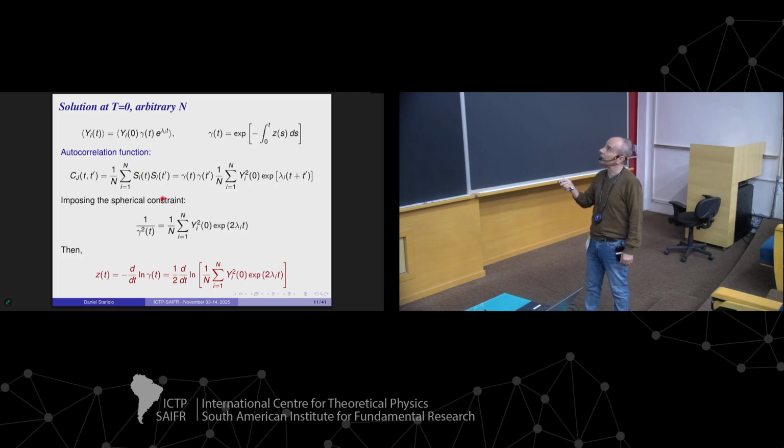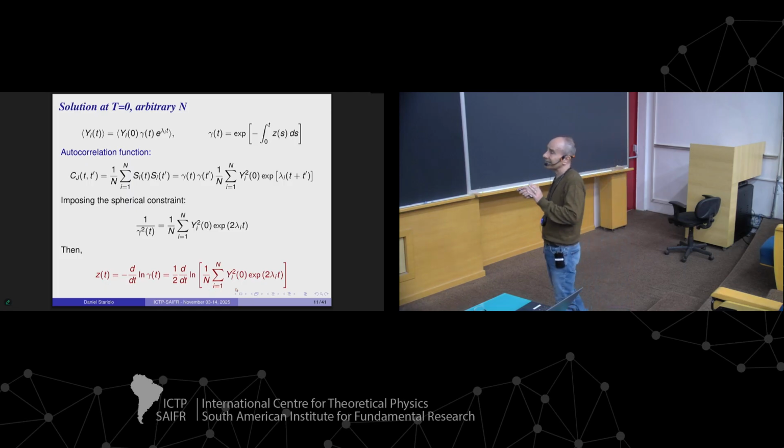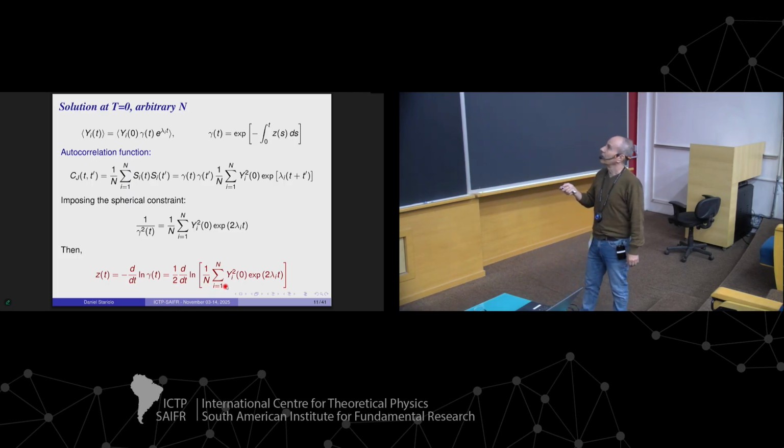This left part of the equation will be 1. And we end with this relation, 1 over gamma squared equals this sum. So z is equal to minus the derivative of the logarithm of gamma of t with respect to t. So it will be the logarithmic derivative of this quantity, basically. So you see that up to now, all is exact for any n, for any size of the system. So this is the equation that defines the Lagrange multiplier.